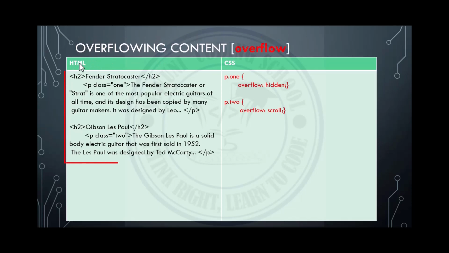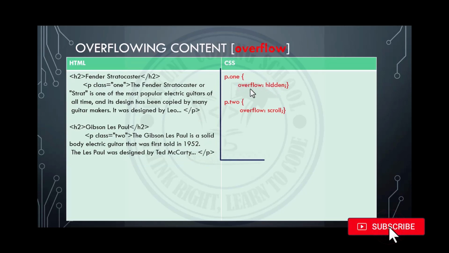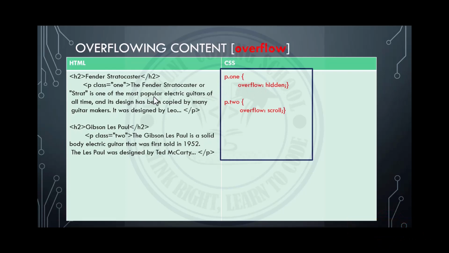This is the example we are going to use in overflow. Two examples actually. The first one, which is the first paragraph, will have a class of 1, which is this. It is going to be hidden, so the other part will not be showing. And the next part is going to have a scroll. This is going to be scrollable so that you can actually see the missing content. Okay, let's go to our text editor and practicalize this.